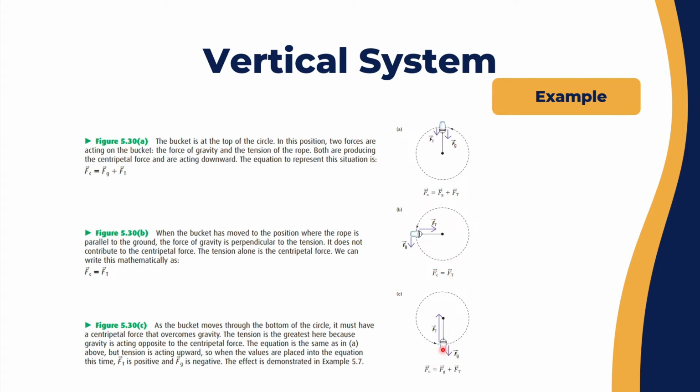When the bucket is at this point, F gravitation pulling downwards, F tension pulling upwards, centripetal force would equal F gravitation plus the F tension. So the free body diagram analysis here depends on the position of the bucket around the circle. Each point has a different analysis for forces on the bucket, but for simplification we had the top position, side position, and bottom position, and that gave you those explained equations.